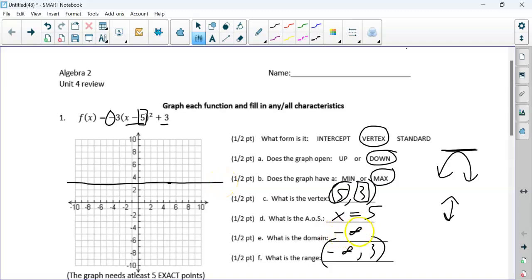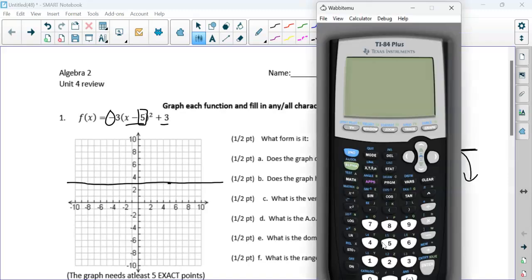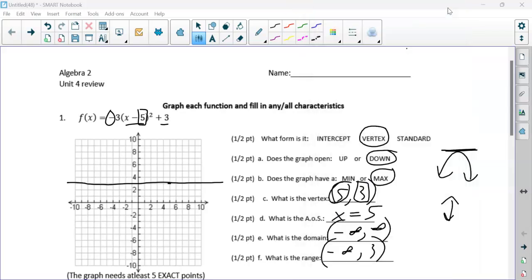Domain on all these doesn't change. They're going to go left and right forever. And we've answered everything without even seeing it. Now we can pull up our calculator. If it'll work.